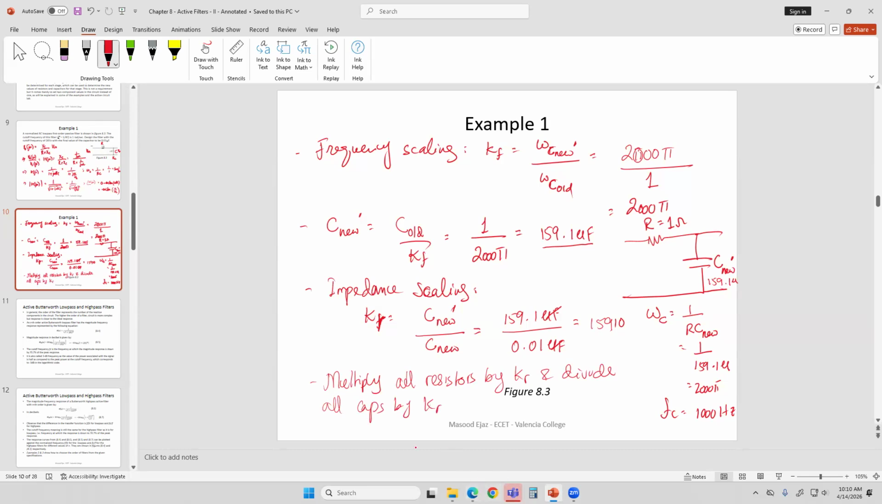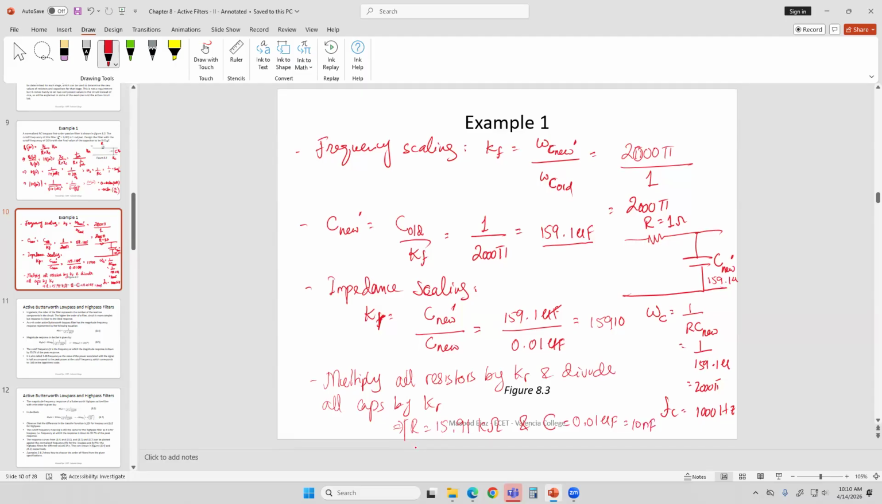So when you multiply that, the new resistor value is going to be 15.91 kilo ohms, and the capacitor value, of course, is given to us, which we used to calculate KR, so that's not going to change. 0.01 micro, which will be 10 nanofarad. And these will be our final values. Well, one value was given to us, but the resistor value is going to be the final value.